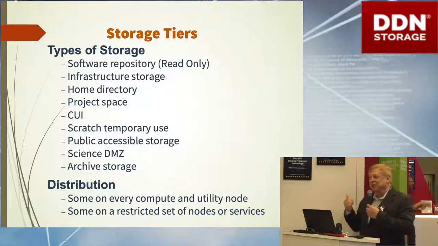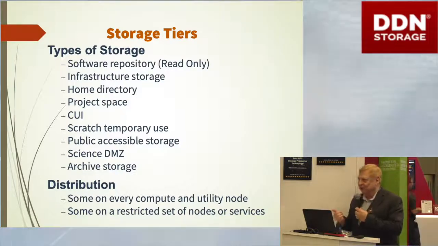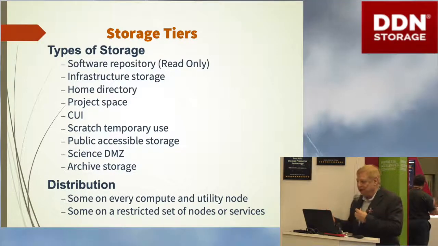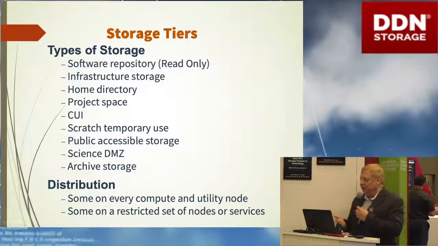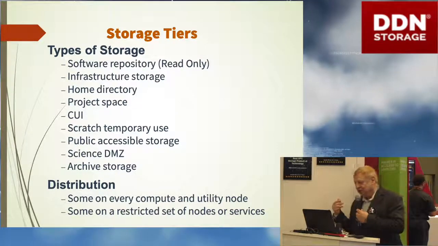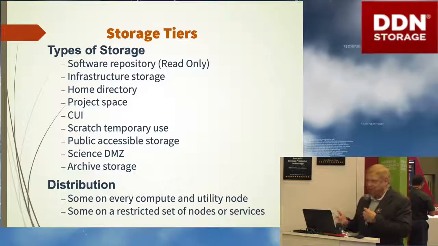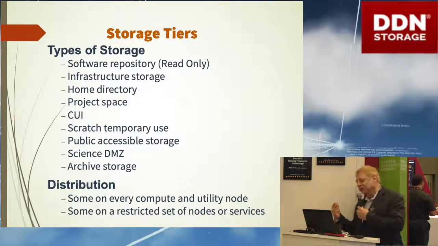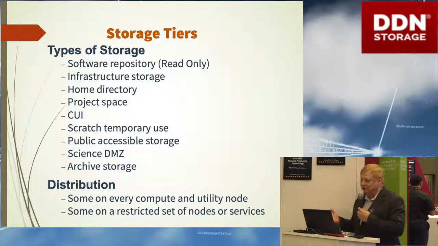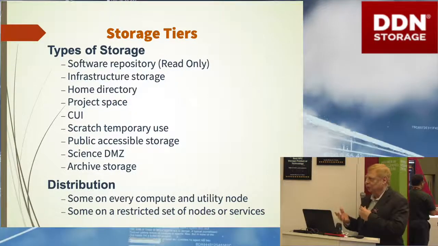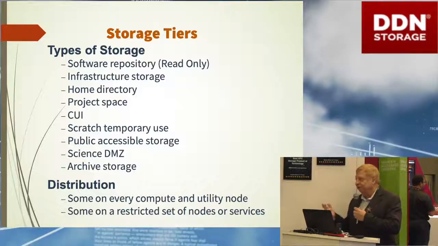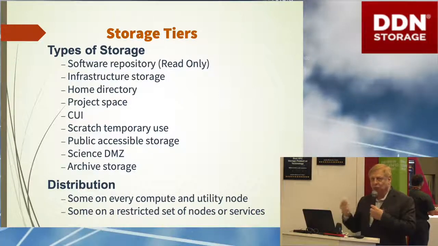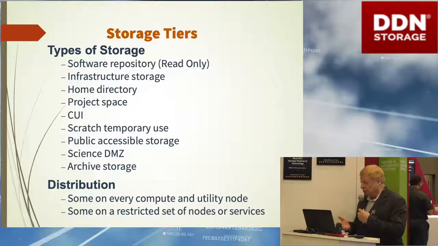So the software repository, generally, that's kind of a read-only kind of a thing for storage everywhere. There's infrastructure storage, there's home directory storage, there's project storage, there's controlled unclassified information, CUI kinds of things, there's scratch temporary use, there's publicly accessible, there's science team. There's all these different kinds of storage tiers out there that you really have to worry about. And how do you go about figuring out what kinds of architectures and what types of pieces you're going to use for supporting each one of these?